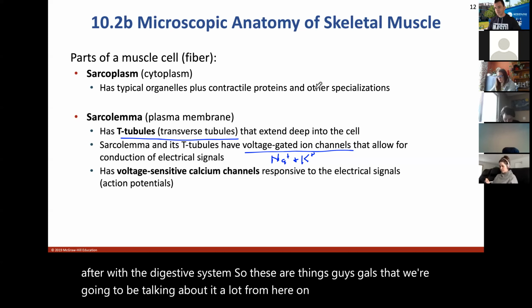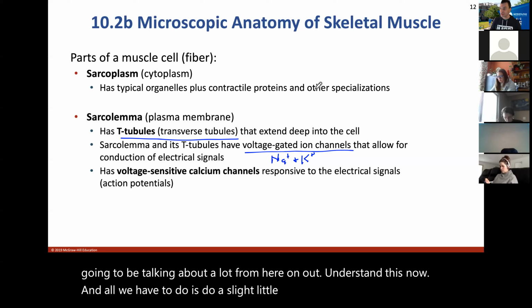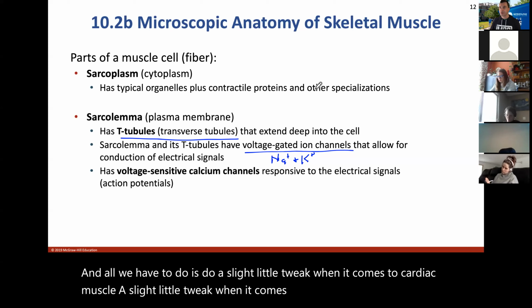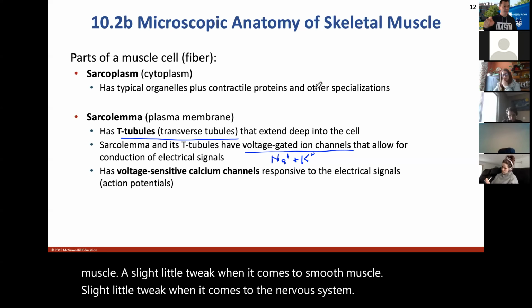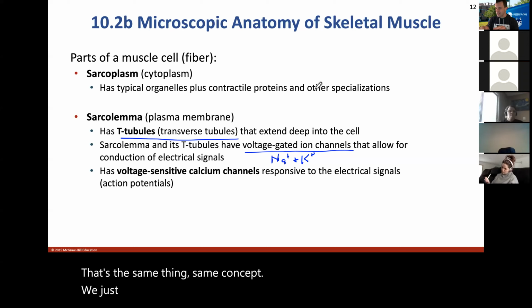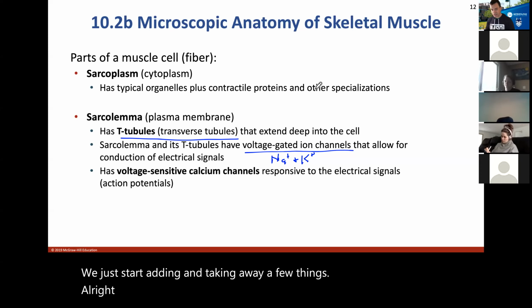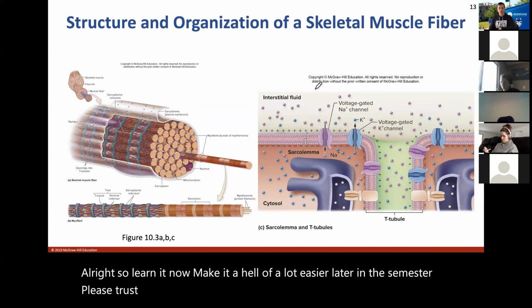Understand this now, and all you have to do is do a slight little tweak when it comes to cardiac muscle, a slight little tweak when it comes to smooth muscle, a slight little tweak when it comes to the nervous system. Okay? But it's the same thing, same concept. We just start adding and taking away a few things. All right. So learn it now, make it a hell of a lot easier later in the semester. Please, trust me. So this is what this looks like.